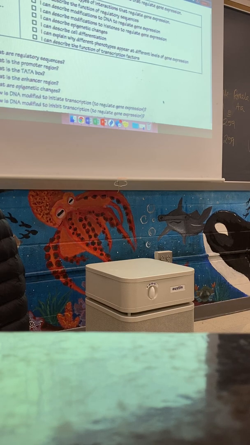What is central dogma? Transcription to translation. DNA to RNA to protein. That's the central dogma of life because all living things do that process the same way.